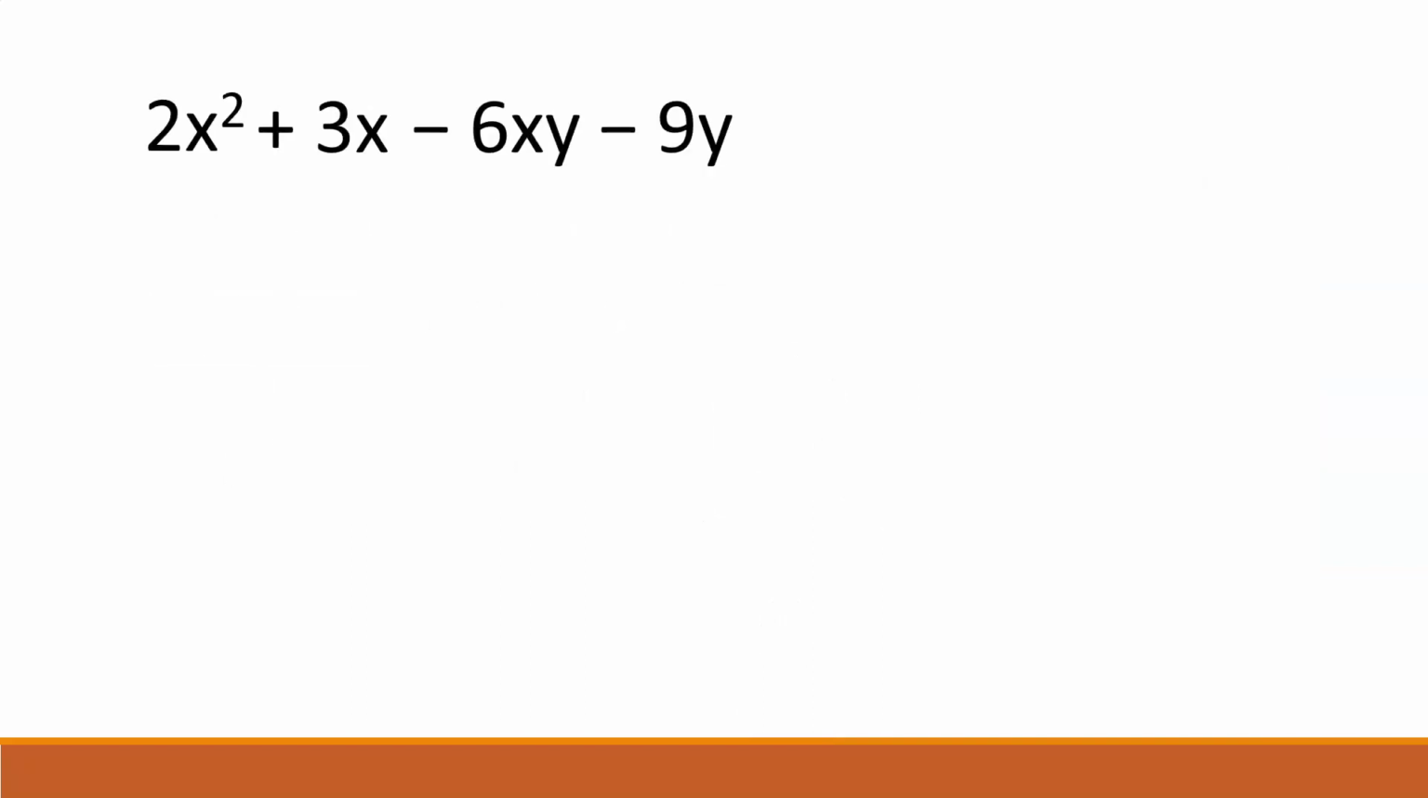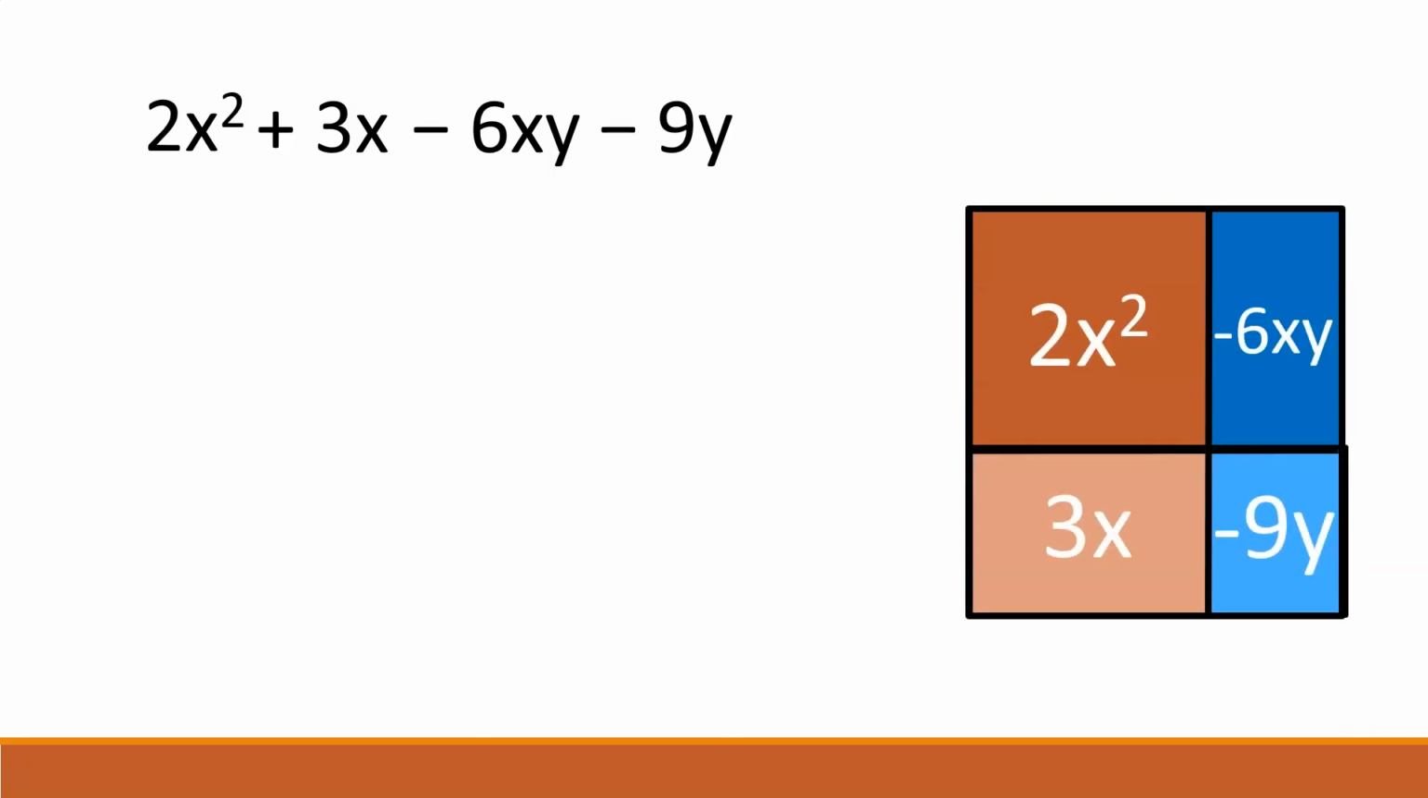Okay, here's our next problem. We're going to factor 2x squared plus 3x minus 6xy minus 9y. Now, if we're factoring using an area model, we would put each of those terms into one of the four rectangles. But let's kind of go back and forth between the two representations, the polynomial and the area model, to see what's happening. The first two terms in our polynomial are 2x squared and 3x. That's the two terms in the first column.